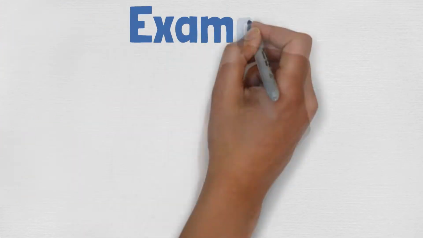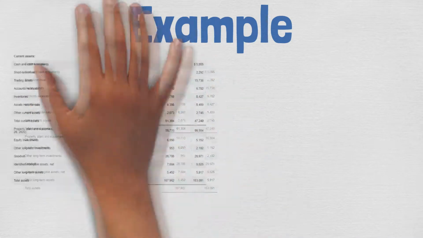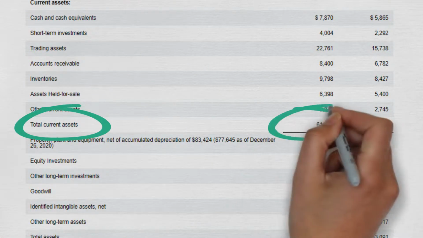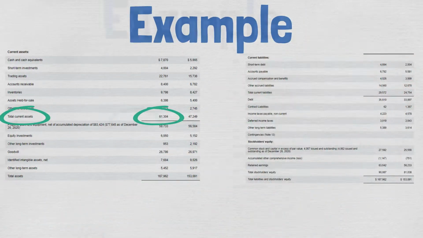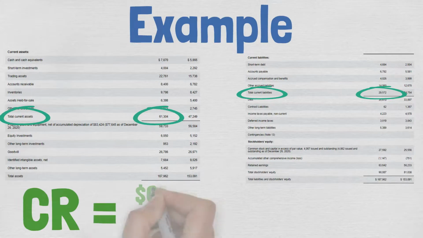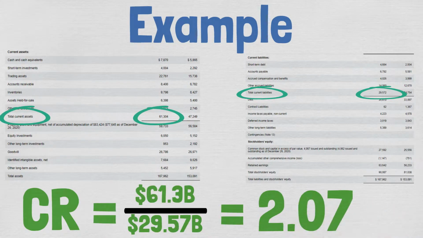You can find all the required information from the company's balance sheet. For example, Intel's current assets are $61.3 billion and the current liabilities are $29.57 billion. This means that the current ratio is 2.07. So what does this tell us about Intel?